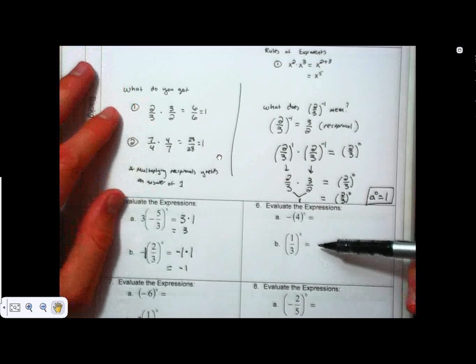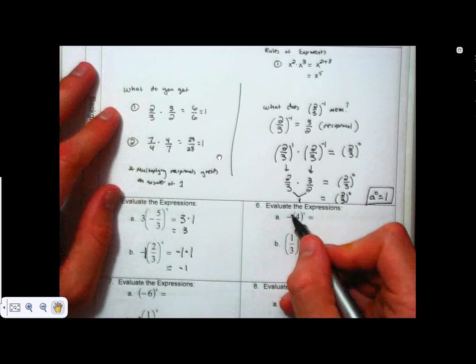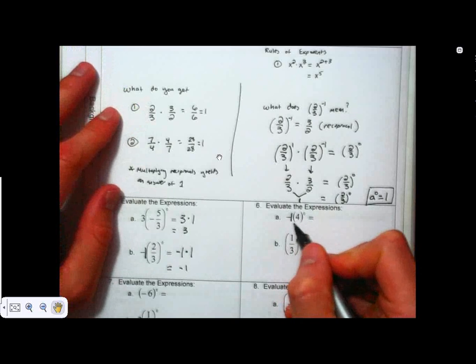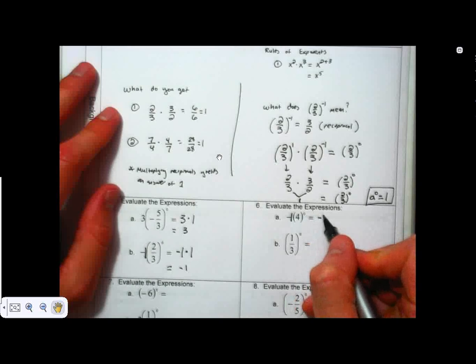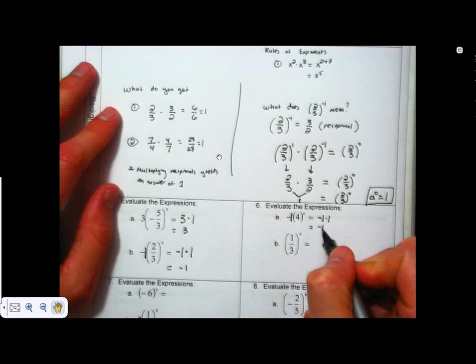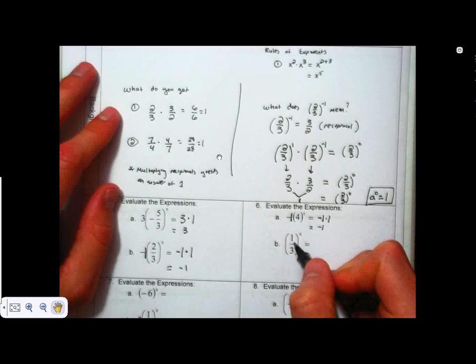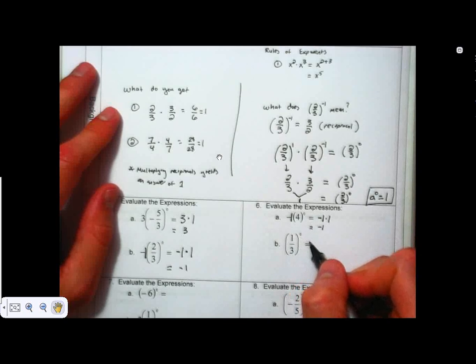Alright, I want you to try number 6. Pause the video and then restart it after you've given it a try. Okay, for number 6, again, let's slip in that missing negative 1. 4 to the 0 power is 1, so we have negative 1 times 1, which is negative 1. And then part B, we've got 1/3 to the 0 power. That's just 1.